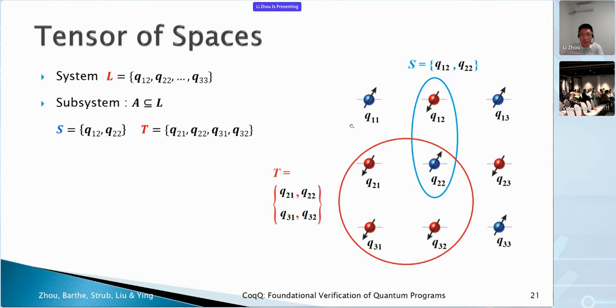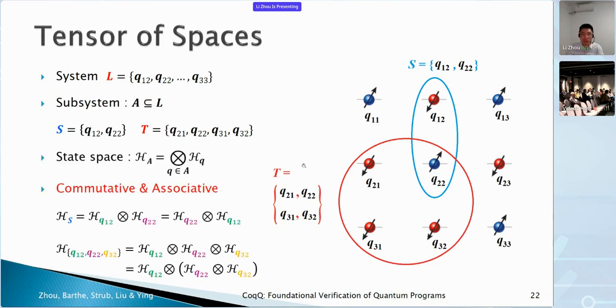A novelty of our formalization is to use labels to tag subsystems and define the tensor product directly over a finitely indexed family of linear spaces. Suppose we have a composite system shown on the right. Any subsystem A can be identified by a subset of names of each atomic system. For example, S is the composite system consisting of Q12 and Q22, and T is a subsystem of Q21, Q22, Q31, and Q32.